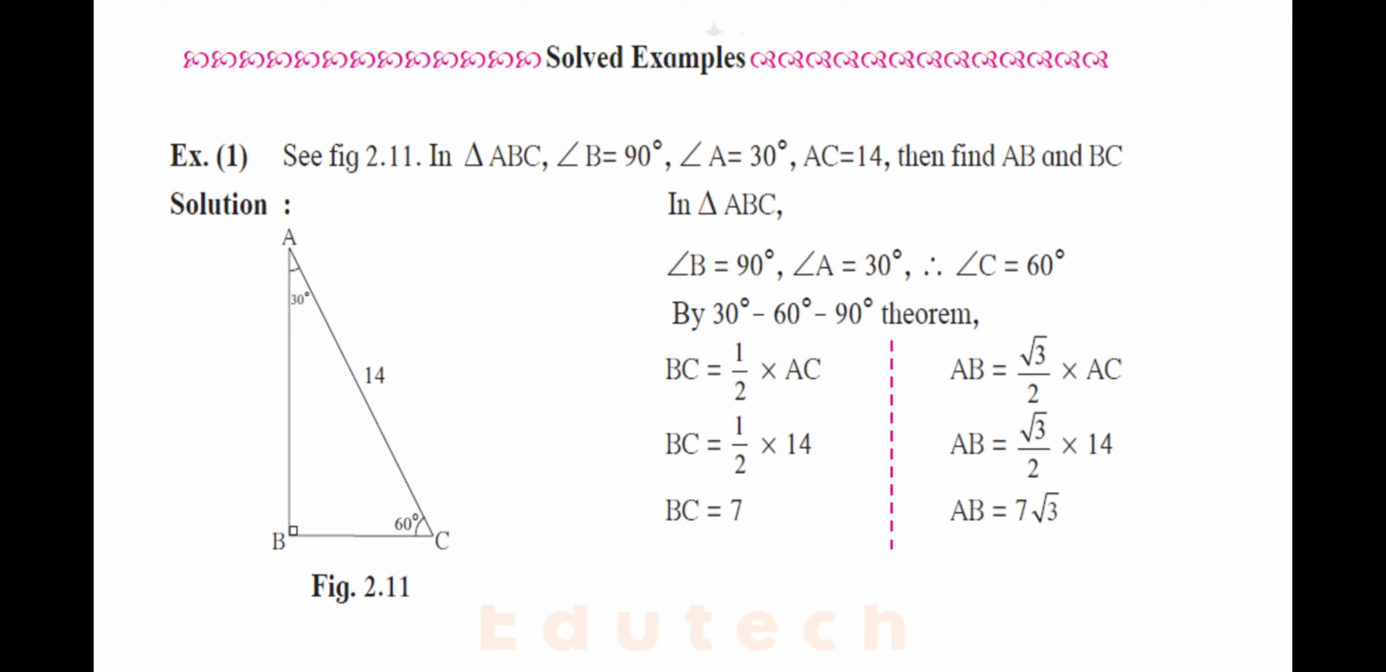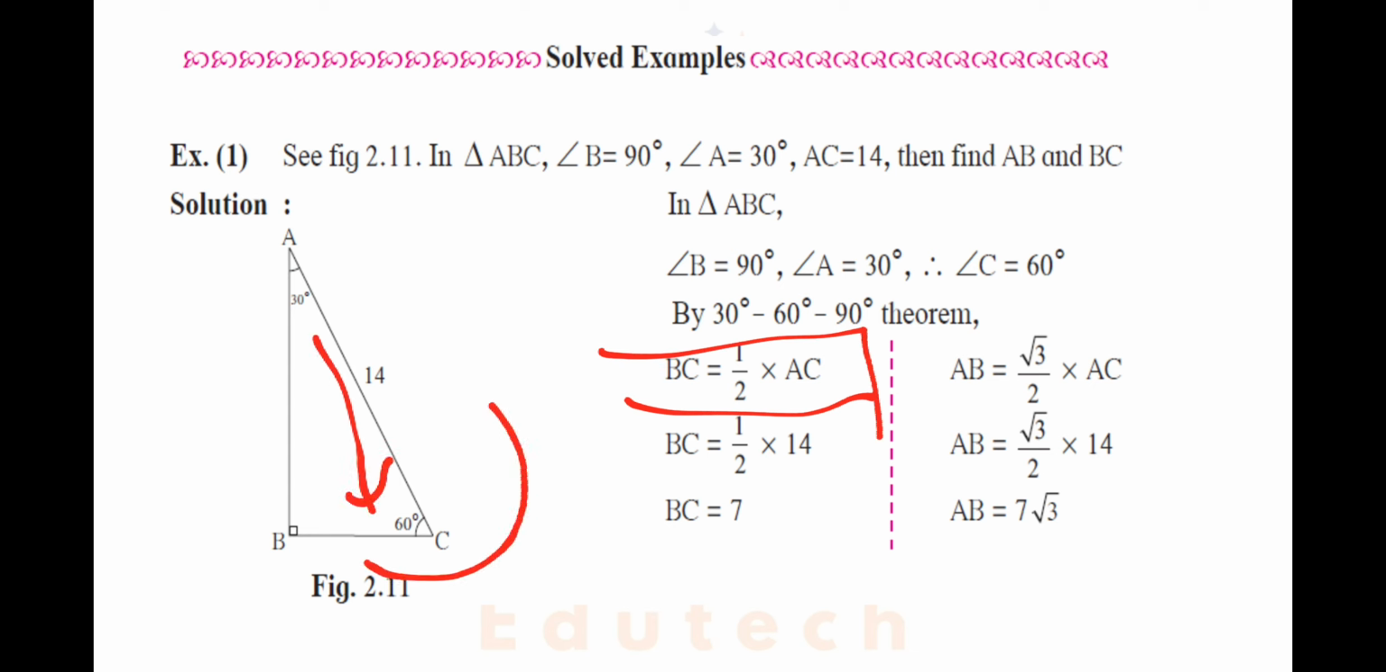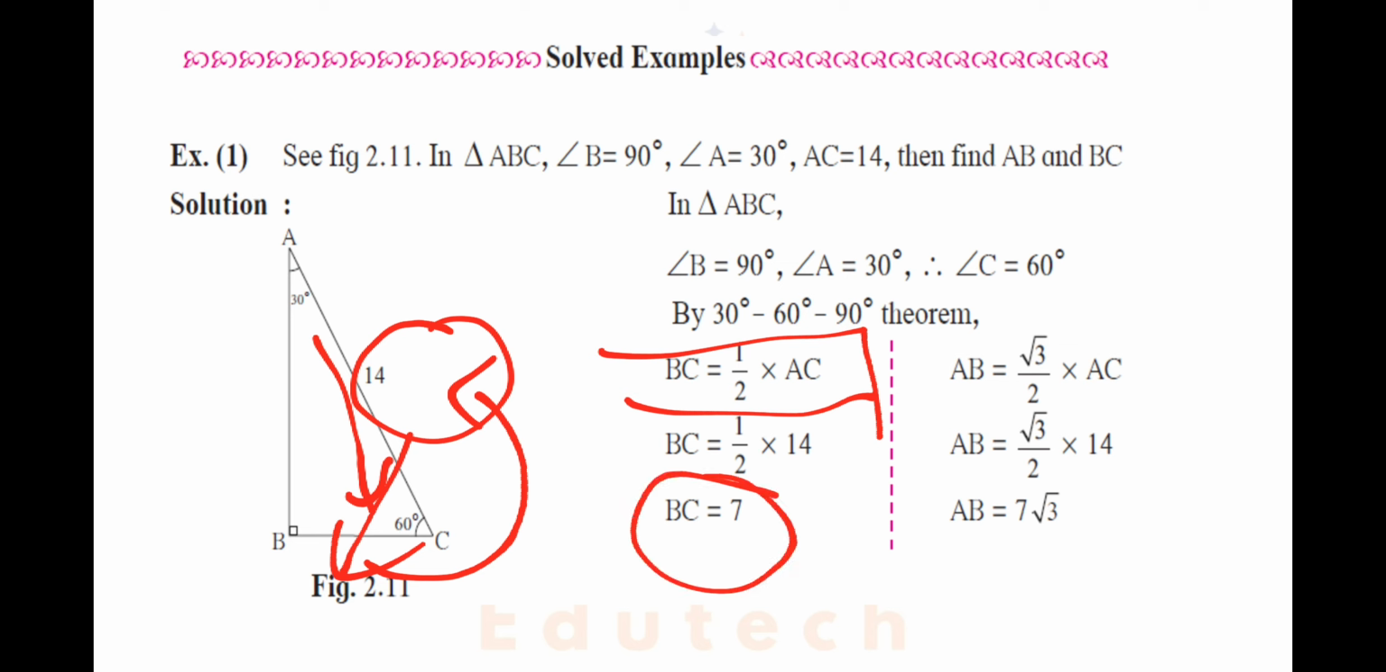We get BC equal to 1 half of AC. Meaning, whatever is opposite to 30 degree will be half of the hypotenuse. So BC equal to 1 half of AC. So AC is my 14, so BC equal to 7.